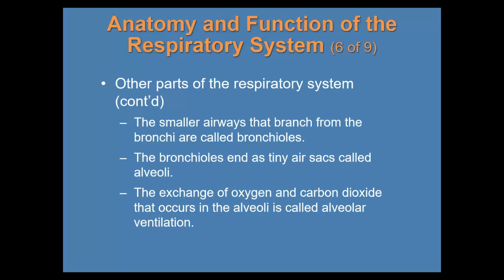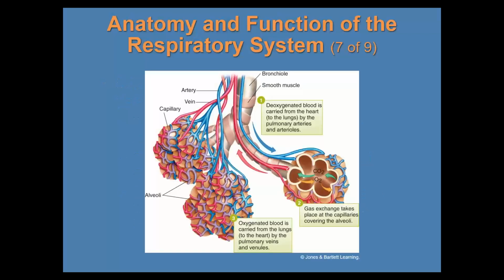So the smaller airways that branch off from the bronchi are called bronchioles. So you have bronchi, then bronchioles. And the bronchioles end as tiny air sacs called alveoli, right? And we're going to break that down here in a second. The exchange of oxygen and carbon dioxide occurs there, at the alveolar ventilation. All right, so here's what we're talking about.